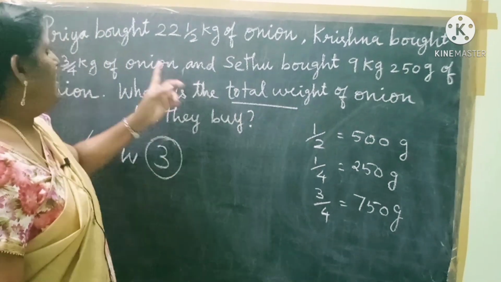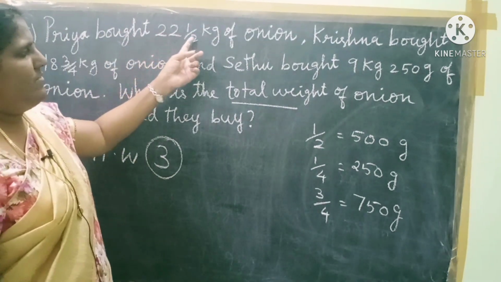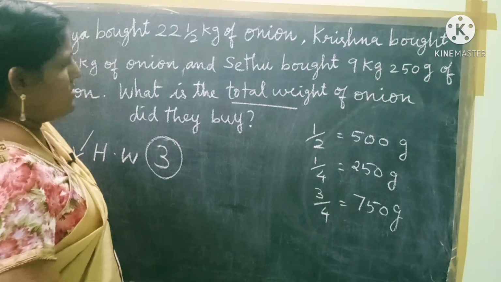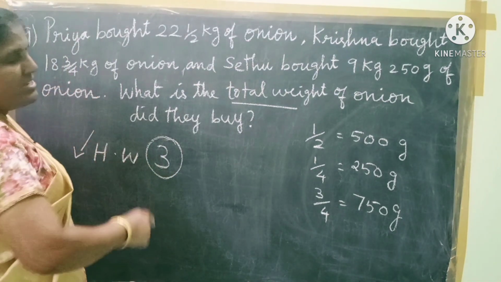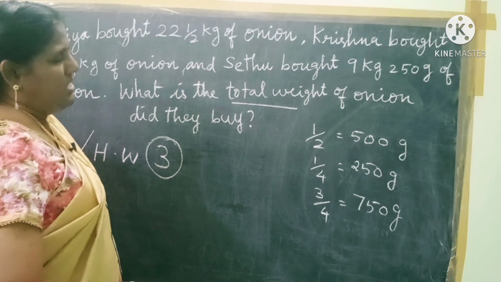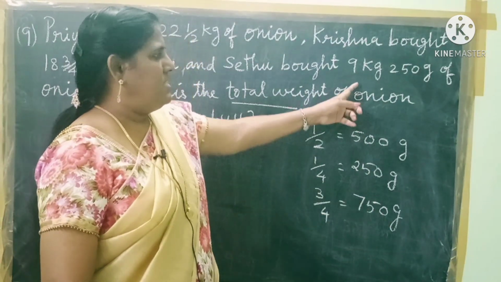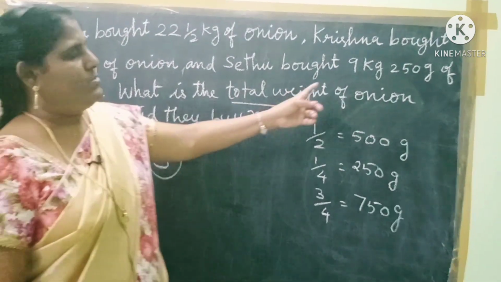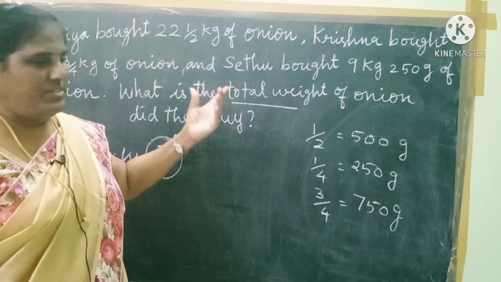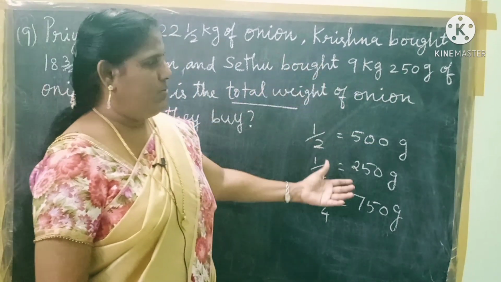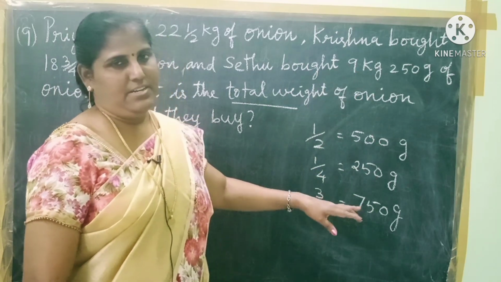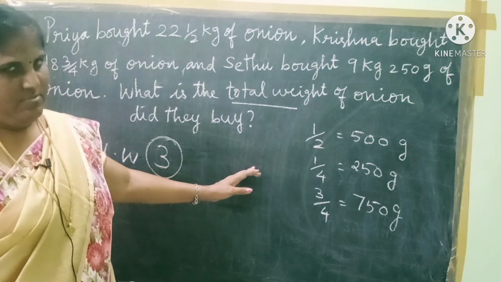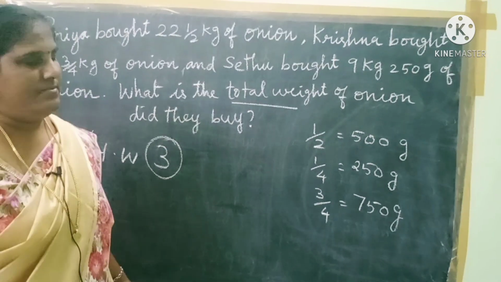So first of all, you should write: Priya bought 22 and a half kilogram, which is 22 kilogram 500 gram. Okay. Next, 18 3/4 means 18 kilogram 750 gram. Then you put Sethu bought 9 kilogram 250 gram. Okay, first of all, according to the units, you should arrange it first, then add it and find the answer. So this is the homework question. Okay, do it well. Let's see the next one.